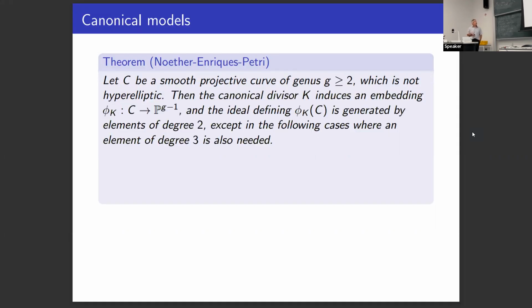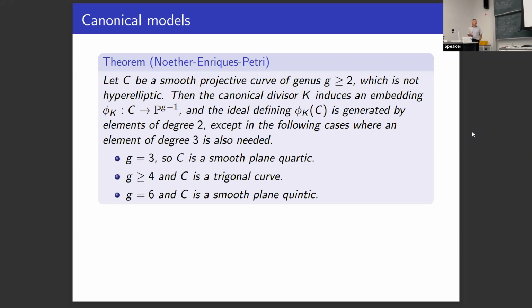Noether later gave a more explicit theorem that actually shows that the ideal defining this image is generated by elements of degree 2, except in some cases where you need an extra element of degree 3. These are cases either of genus 3 and 6, where the curve is a smooth plane curve, or when the curve is trigonal.